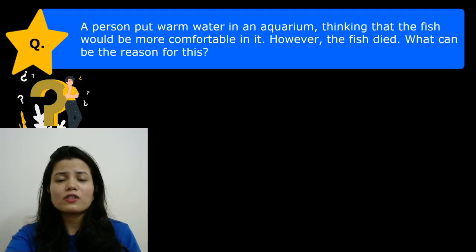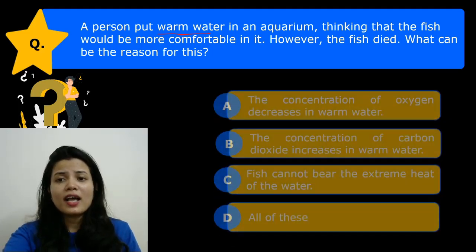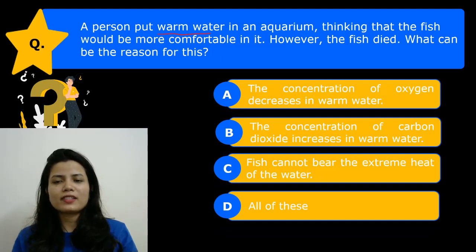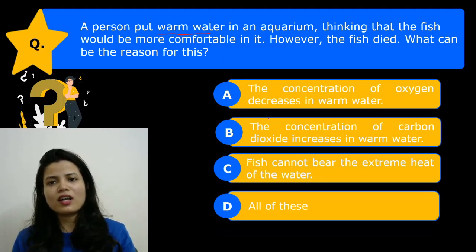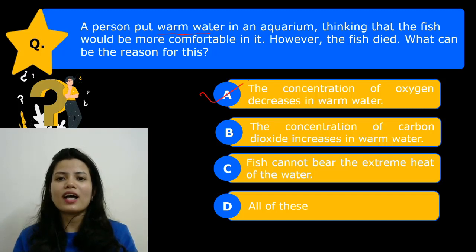Next question is, a person put warm water in an aquarium thinking that the fish would be more comfortable in it. However, the fish died. What can be the reason for this? In the warm water, the concentration of oxygen decreases. What happens is that the oxygen concentration in warm water decreases, so if the oxygen concentration is low, the fish will not get oxygen. So this is the reason that the fish died.